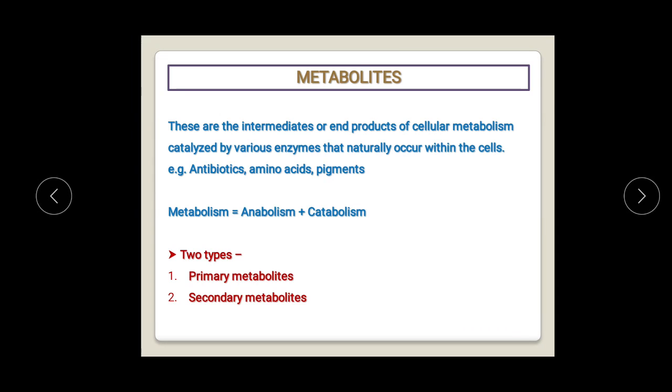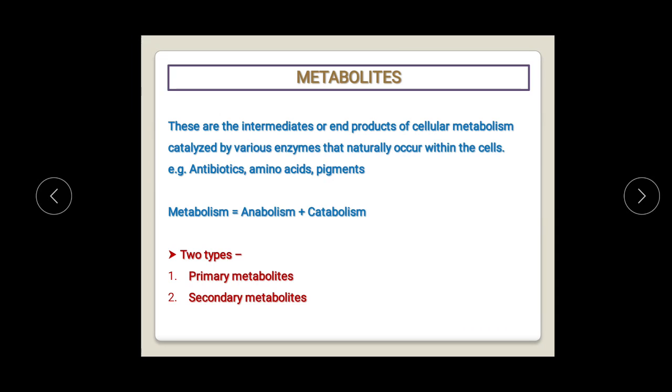You all know that metabolism is a complex process containing anabolism and catabolism. Anabolism is the synthetic type of process, while catabolism includes the breakdown type of processes or reactions, and together they constitute the metabolism. Within a cell, metabolism is very essential for the survival of that cell. All cells perform metabolism, and within that metabolism the various intermediates or the end products are produced.